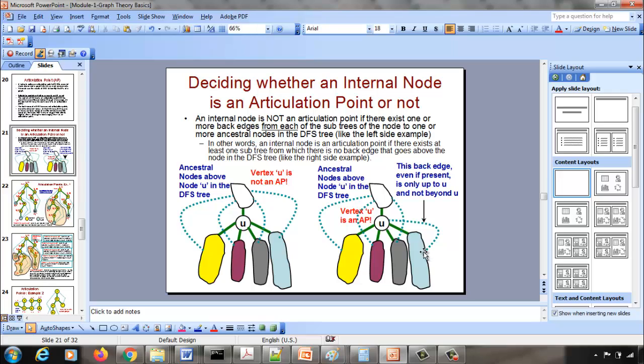Now again, there is no need for such a back edge from each of the subtrees. There need not be any back edge. In that case also U is an articulation point. Even if there is a back edge, the back edge should go only up to U, not above U. If there's at least one subtree like that for node U, no need for every subtree to be like that, then U is an articulation point. In this case the other subtrees have back edges that go above U, that is fine, but there's at least one subtree from which there's no back edge that goes above U. Okay, so that's the rule.